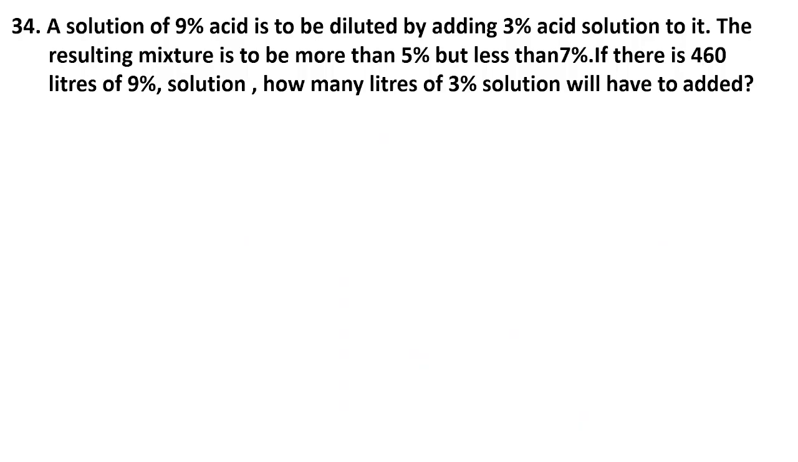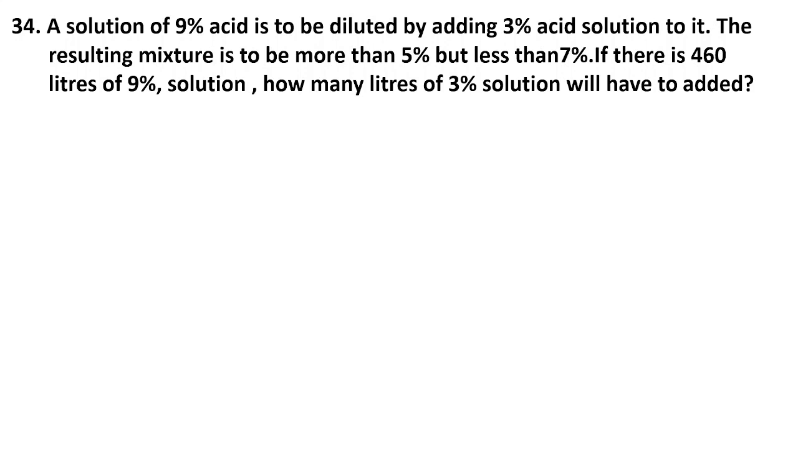Go to question number 34. A solution of 9% acid is to be diluted by adding 3% acid solution to it. The resulting mixture is to be more than 5% but less than 7%. The range is given. If there is 460 liters of 9% solution, how many liters of 3% solution will have to be added? Here everything is given in percentage.